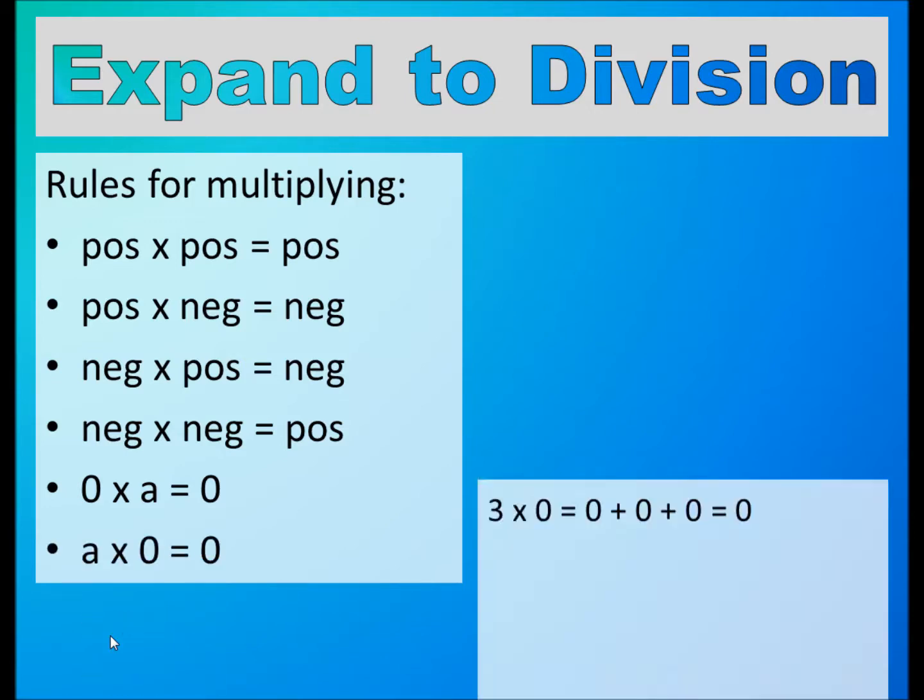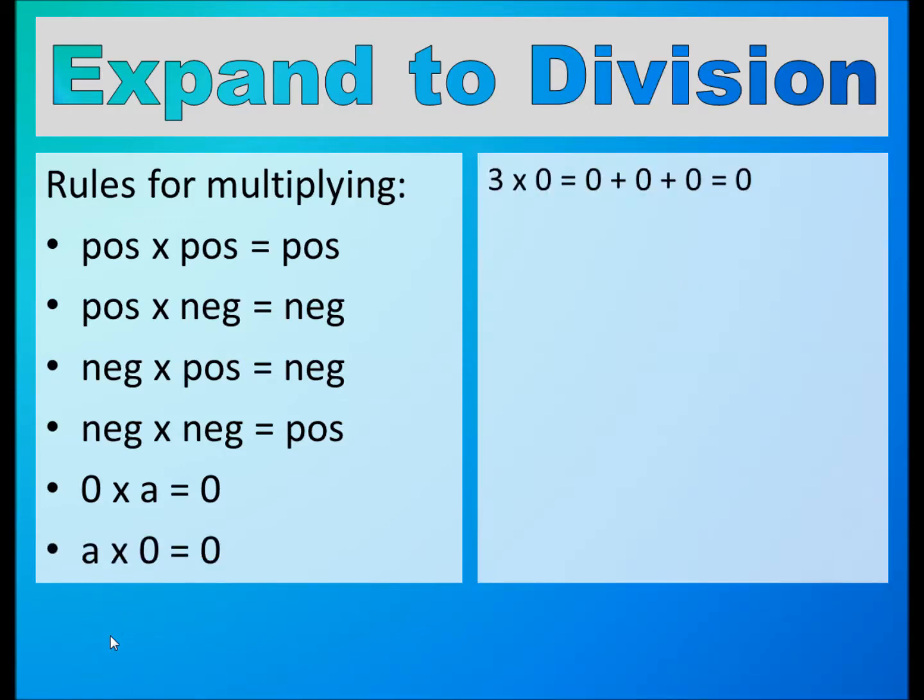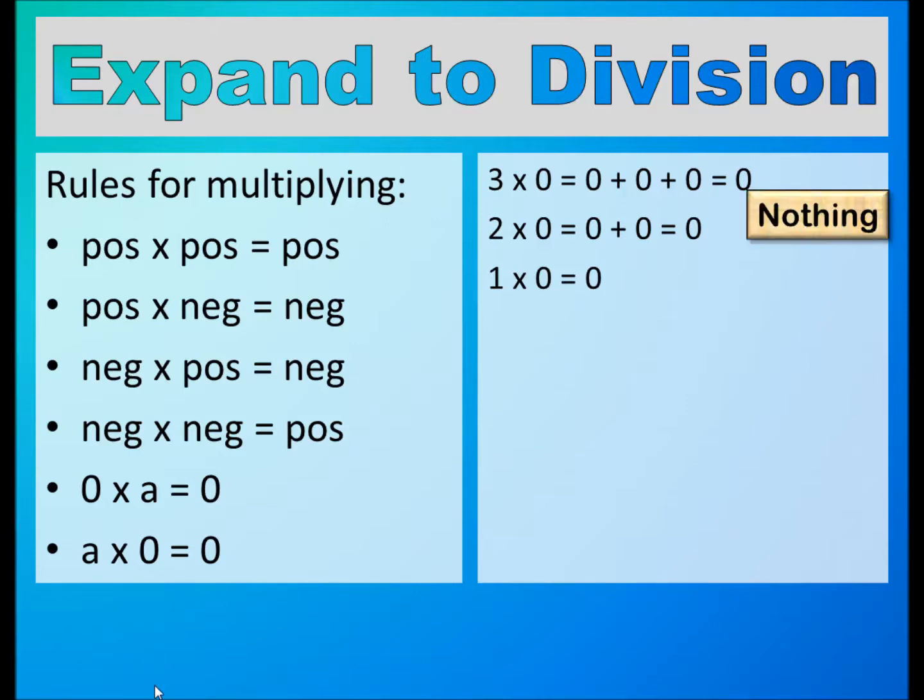Here's why. 3 times 0 is equal to 0 plus 0 plus 0. That is repeating addition. We have 3 zeros, and that is equal to 0. 2 times 0 is equal to 0 plus 0, which is 0. 1 times 0, you have 1 0, and therefore 1 times 0 is equal to 0. To get from 0 to 0, you do nothing. To get from 0 to 0, you do nothing. So the pattern would be nothing.